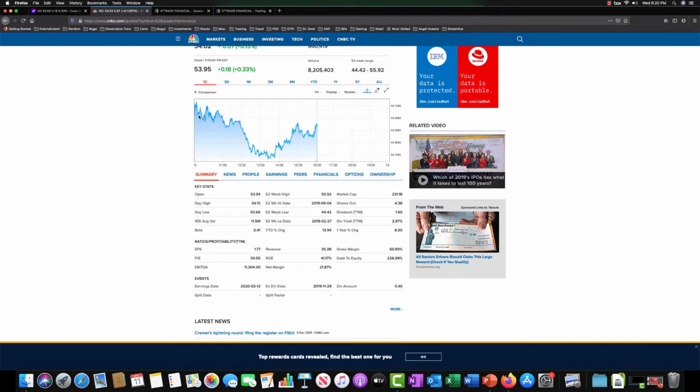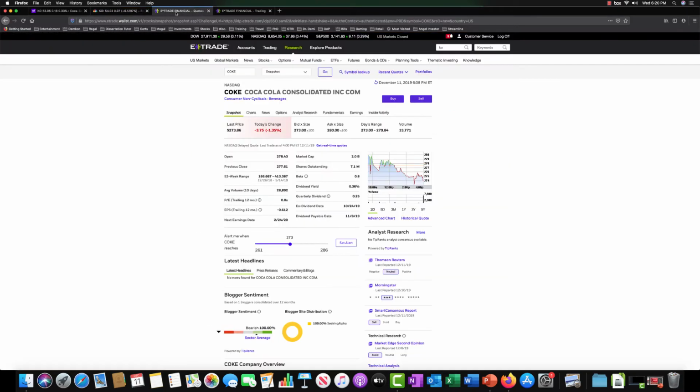I prefer to use my E-Trade because it just looks a little bit cleaner and it has more details that I like. Now, I already have this set up on one of my dummy accounts that I play around with. It has a little bit of money in it, but it's not my main account here. I like to play around with stocks before I actually put a lot of money into them just to see how they would go. I have Coca-Cola Consolidated.